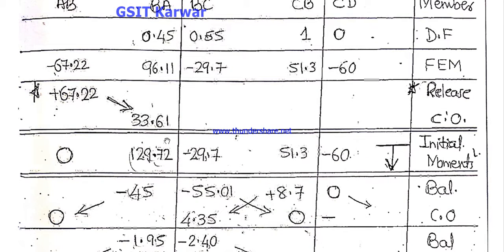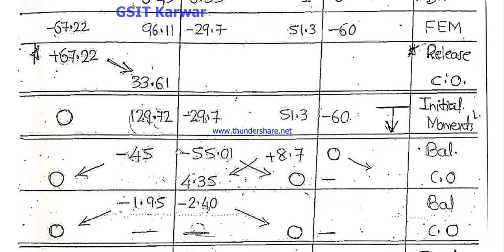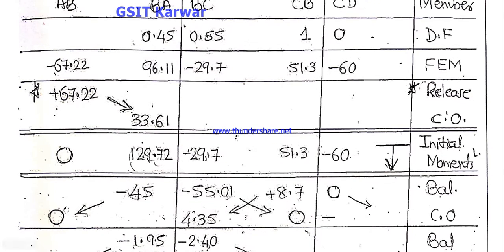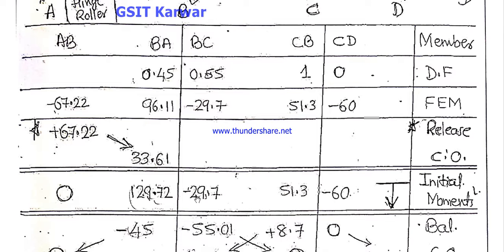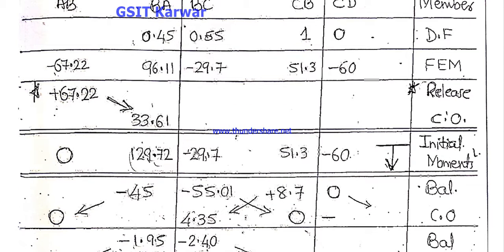After completing this release and carry over, next are the initial moments. How are we going to calculate the initial moment? You add all the moments. Adding these, you will get 0. Next, add these: 96.11 plus 33.67, you get 129.72. Similarly add these vertical moments. Here there is nothing to add, so you just take this moment.